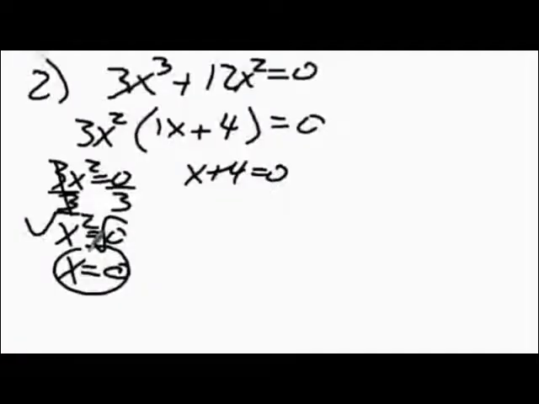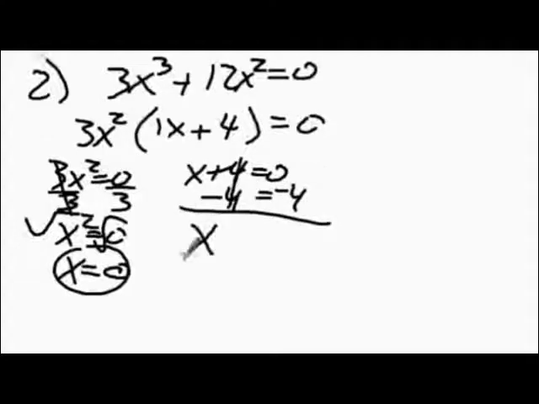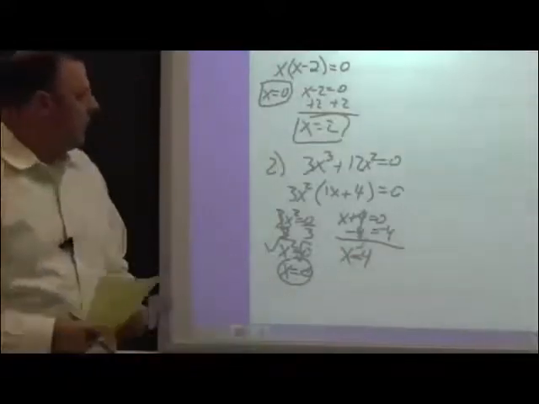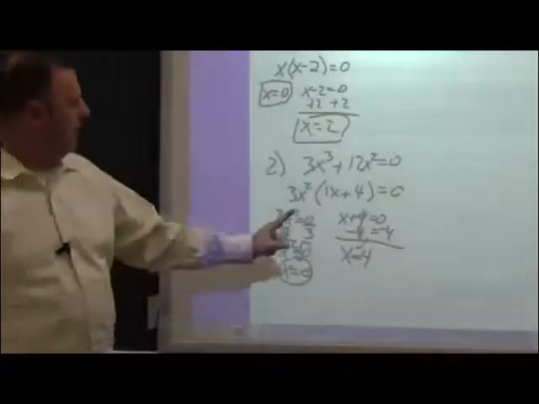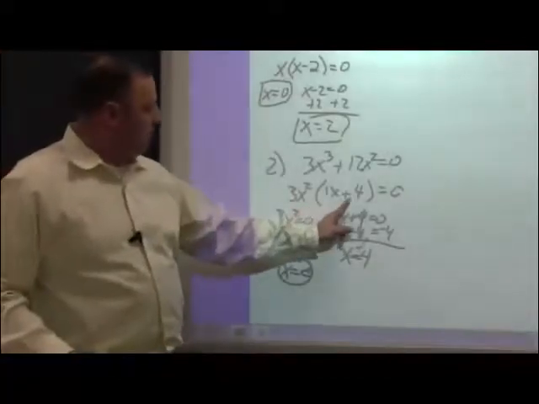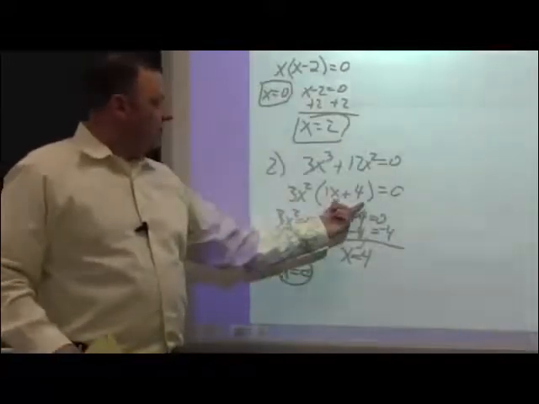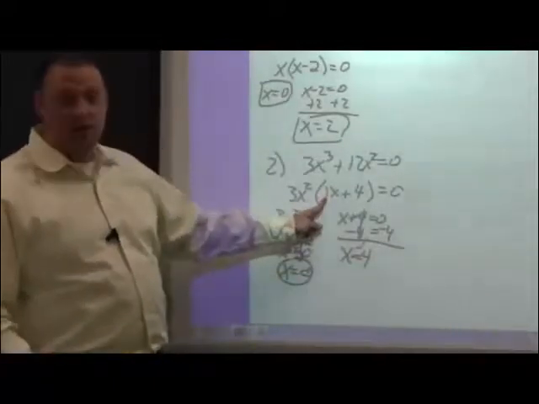We're going to get x by itself, so you're going to subtract 4 from both sides. And you would get x equals negative 4. Here, let me show you something. When you got a 1x and a plus 4, your answer is going to be, oh, what did we get? Negative 4. It's always going to be opposite this number as long as the coefficient of x is 1.